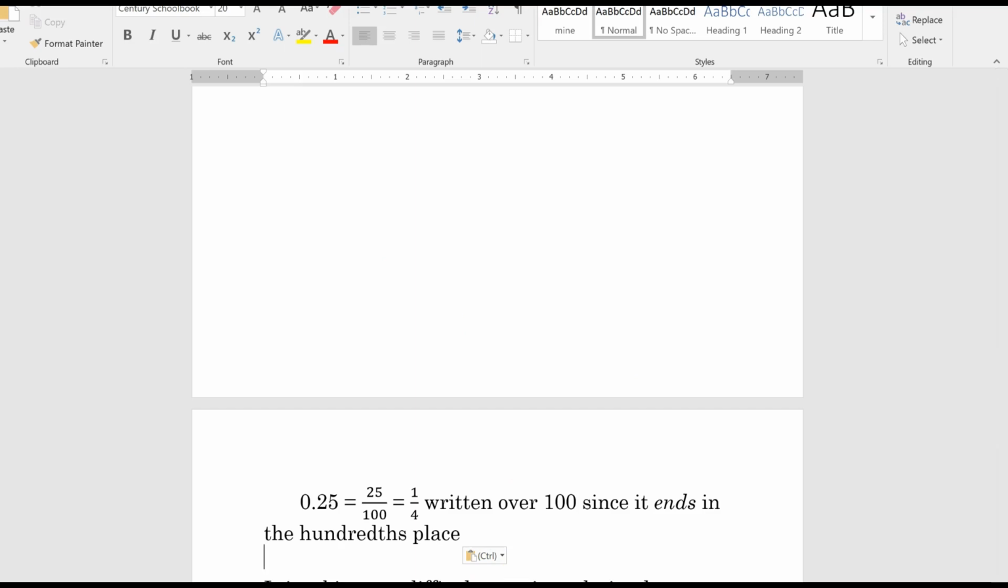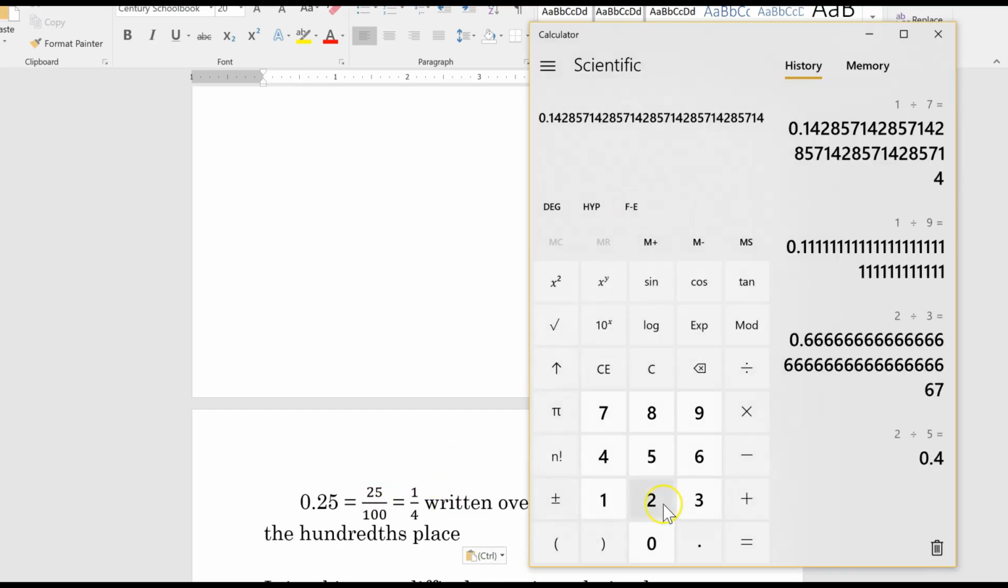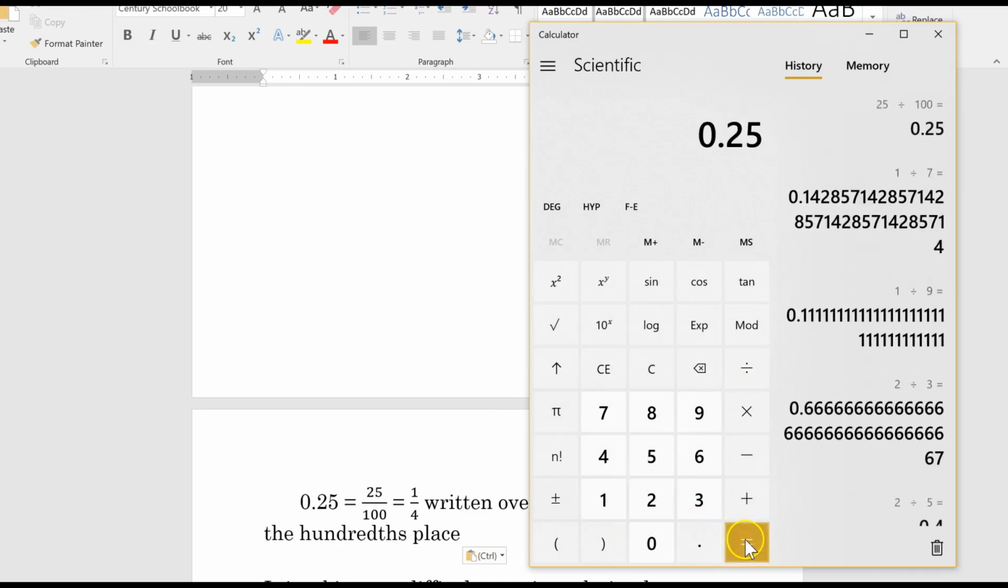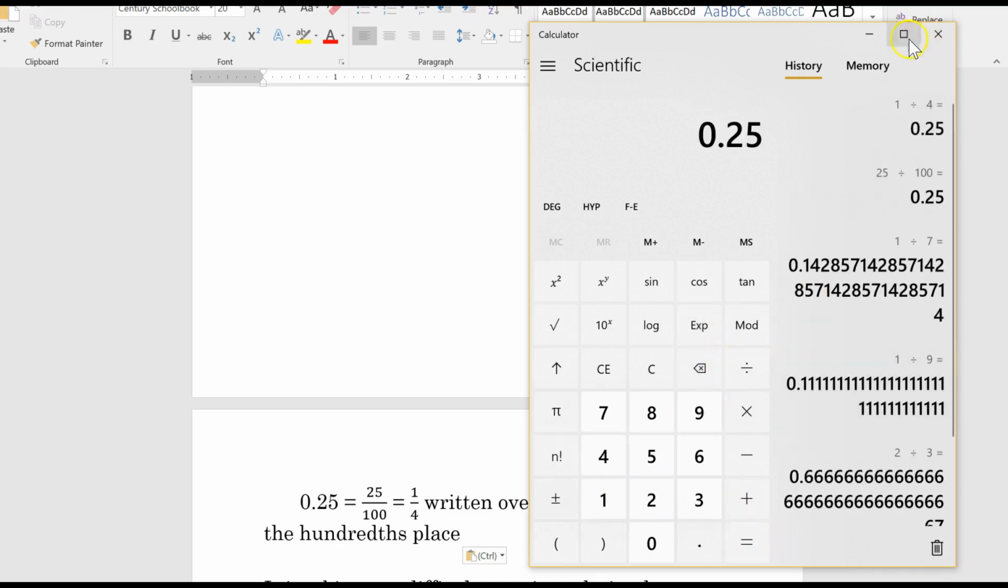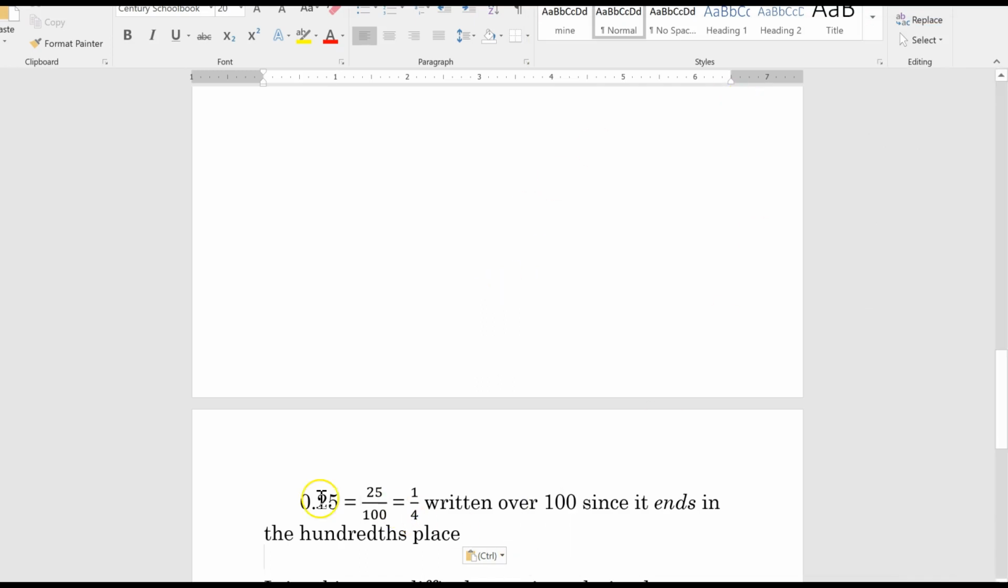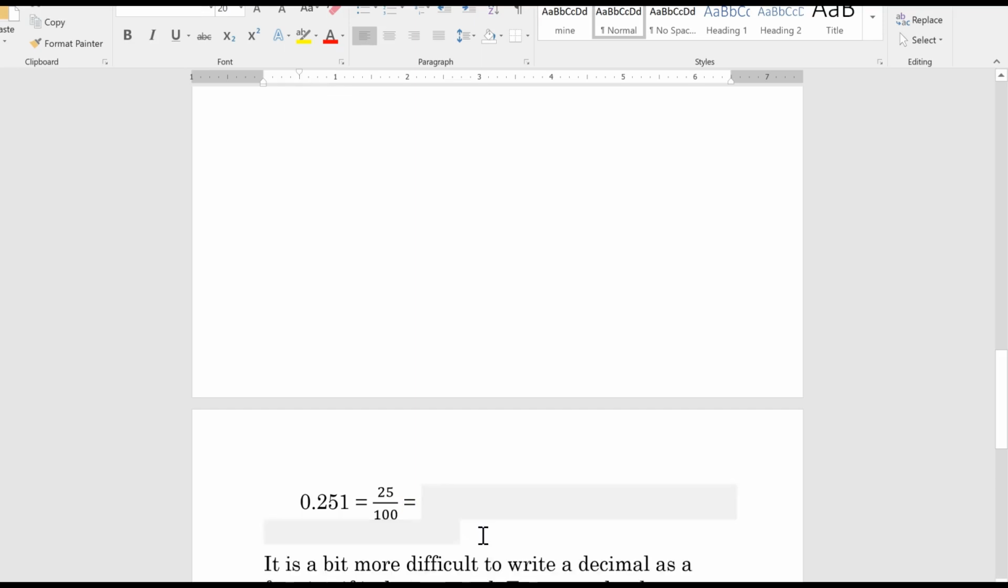And you can check that on your calculator. You can check that if I do 25 divided by 100, I do indeed get 0.25. Also, if I do 1 divided by 4, the simplified version, I get 0.25 as well. Now, what if instead of 0.25, I wrote 0.251? Well, for 0.251, it now doesn't end in the hundredths place anymore, right? Now it ends one place more, so I add one more zero, and it's 251 over 1,000. So that's how you do decimals that end.